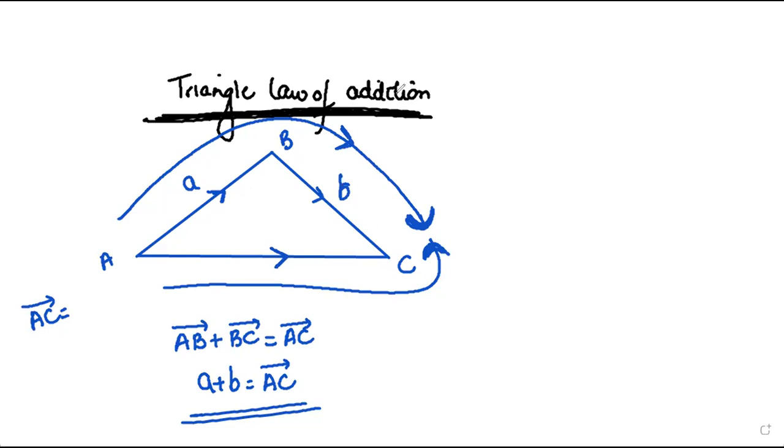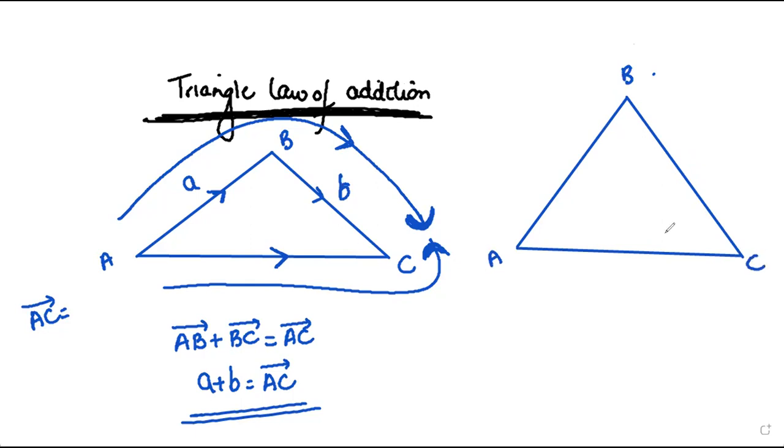Okay, now similarly, this question is given. The same triangle is given as A, B, C. A to B is given as a, and this direction they have already mentioned. And this direction they have already mentioned, and this is given as b. You have to calculate B to C.